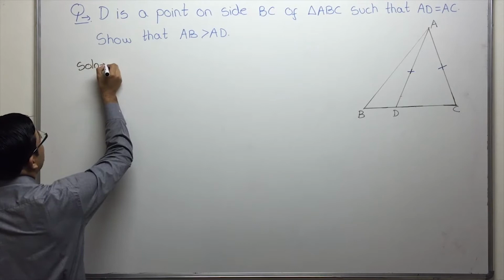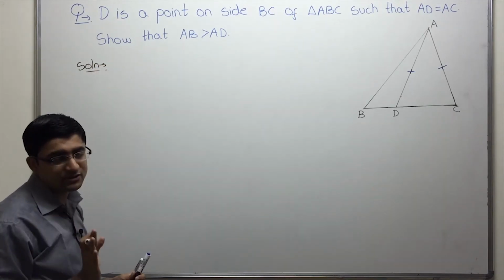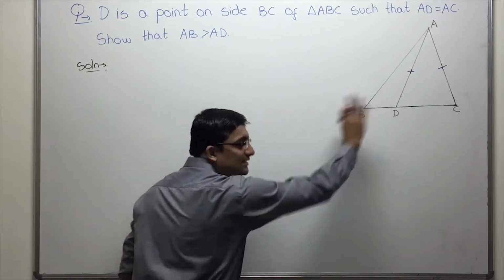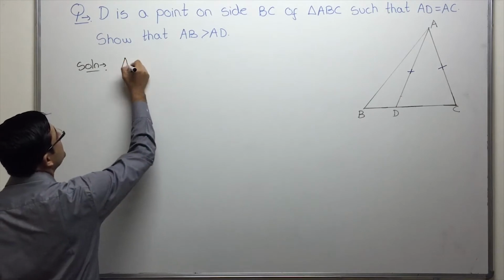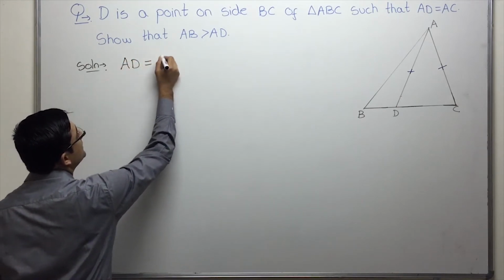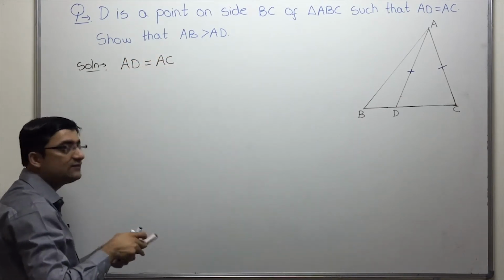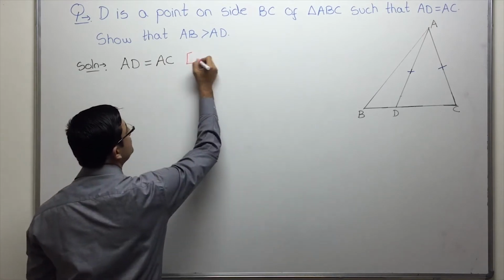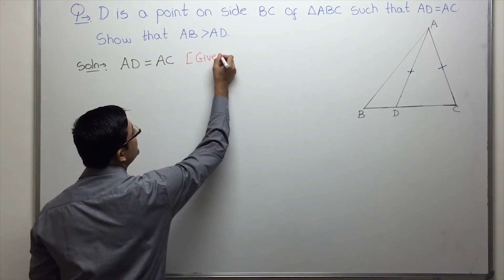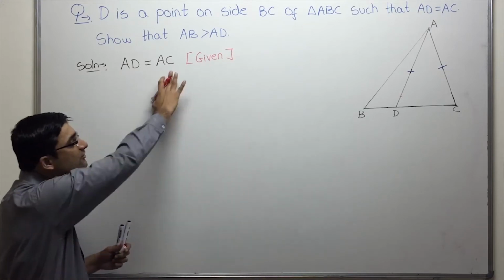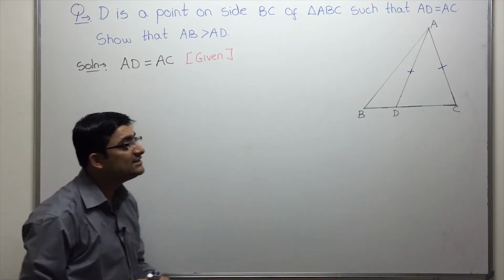So, how do we begin? Always begin with what is given to you. So what is given to me? AD is equal to AC. Write it down. So AD is equal to AC. This over here is given to us. Mention given. So always begin with what is given to you. The clue to solve the question lies over here. So now AD is equal to AC.